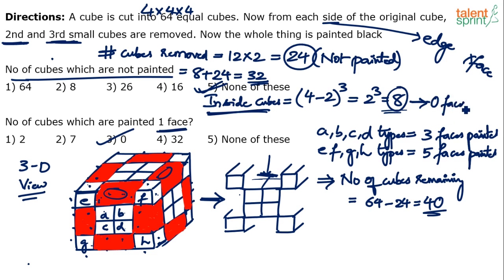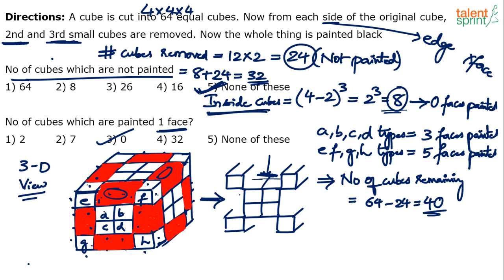Zero faces painted. Okay. Of course, the total number of cubes with 0 faces painted were 8 plus 24. That's why we marked 32 as the answer here. But otherwise, inside cubes 8. So I think once you've got this clarity, answering the question becomes easy. So 0 faces painted, 32 cubes.